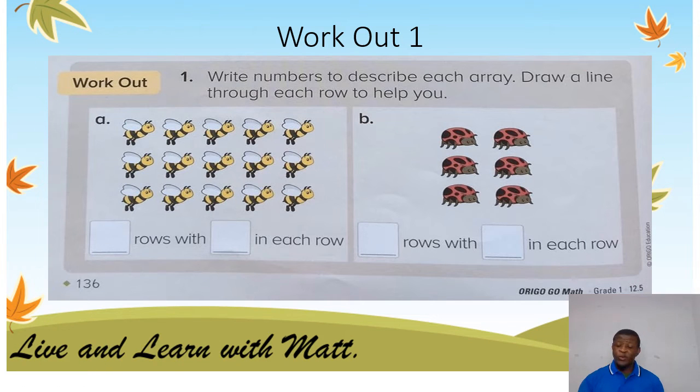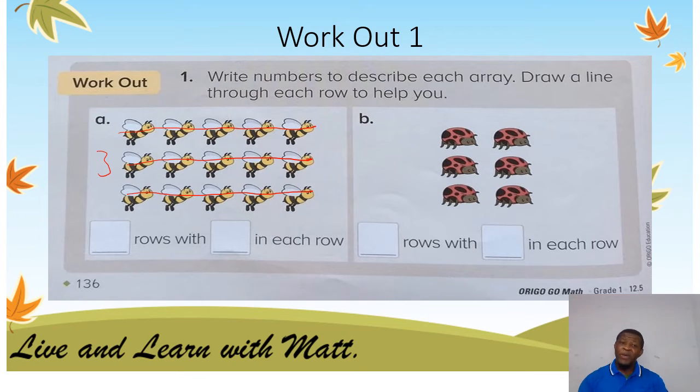Now let's take a look at this workout. Write numbers to describe each array. Draw a line through each row to help. So for part A, let's draw a line through each row. So how many rows? We have 1, 2, 3. So we have 3 rows.